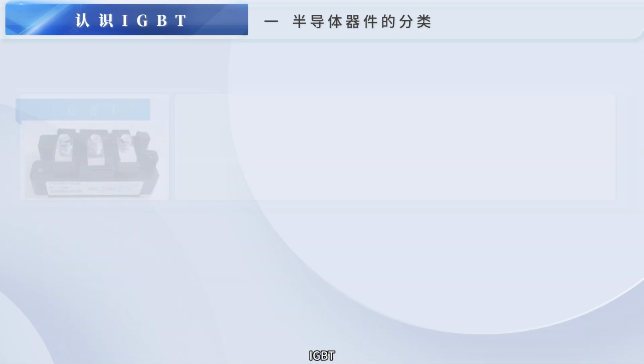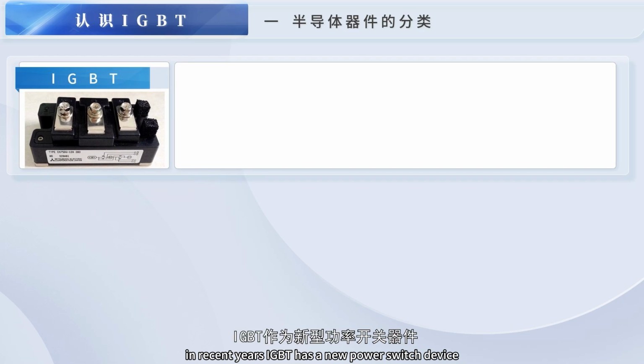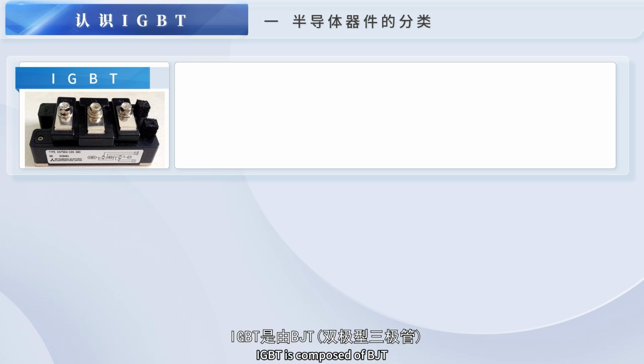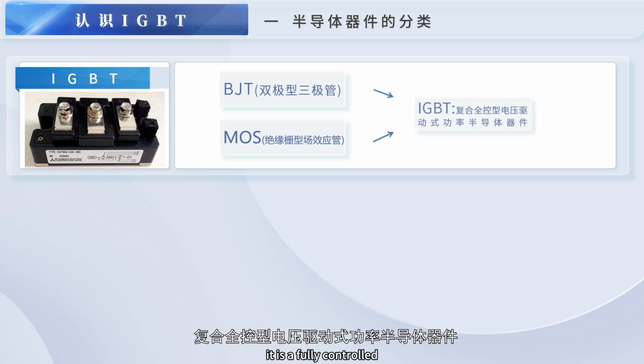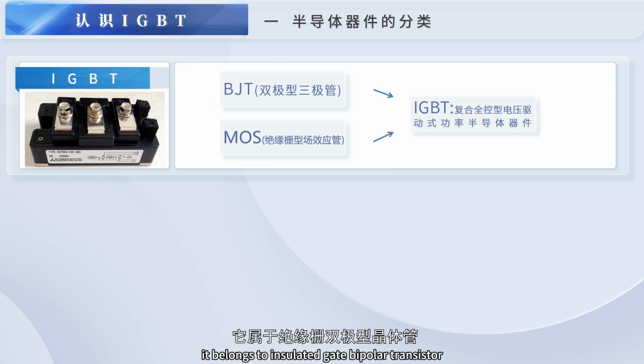IGBT. In recent years, IGBT, as a new power switch device, has gradually been recognized by people. IGBT is composed of BJT and MOS. It is a fully controlled, voltage-driven power semiconductor device. It belongs to the insulated gate bipolar transistor.